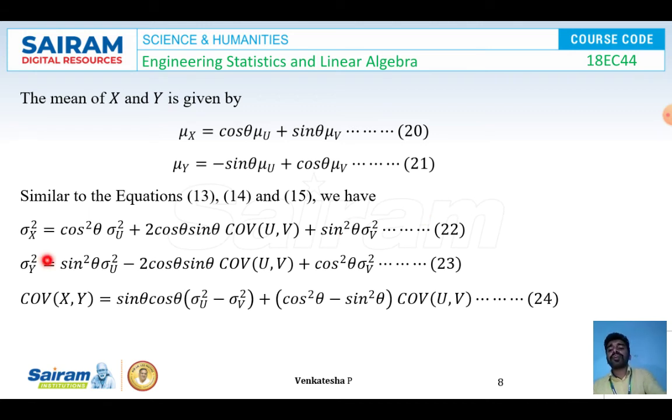Similarly, sigma y square is given by sin square theta sigma u square minus 2 times cos theta sin theta covariance of uv plus cos square theta sigma v square. Call this one as equation number 23. The covariance of xy is given by sin theta into cos theta (sigma u square minus sigma v square) plus (cos square theta minus sin square theta) into covariance of uv. Call this one as equation number 24. So now if x and y are uncorrelated random variables, we'll be getting covariance of xy is equal to 0.